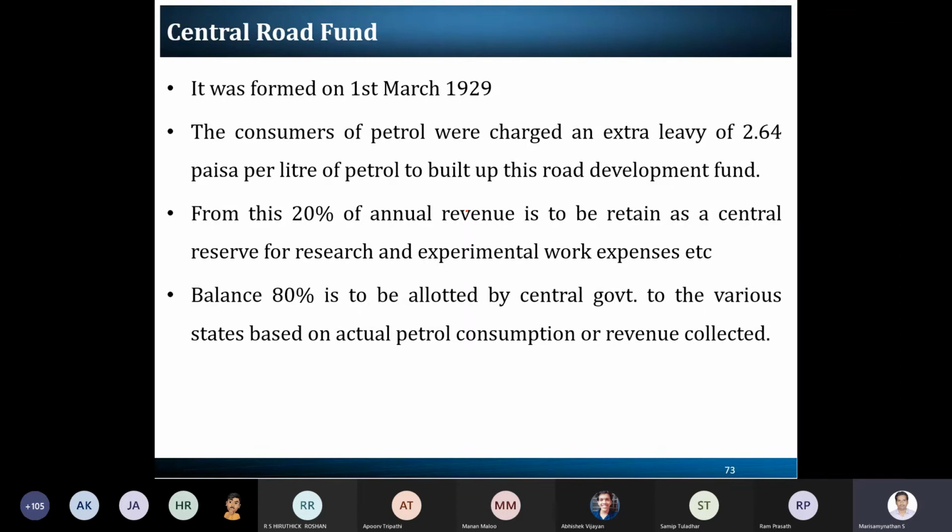That means, for example with petrol, they were charging something extra, for example 2.64 paise per liter, not now, but at that time. From that amount, 20% they were spending for research and experimental work.